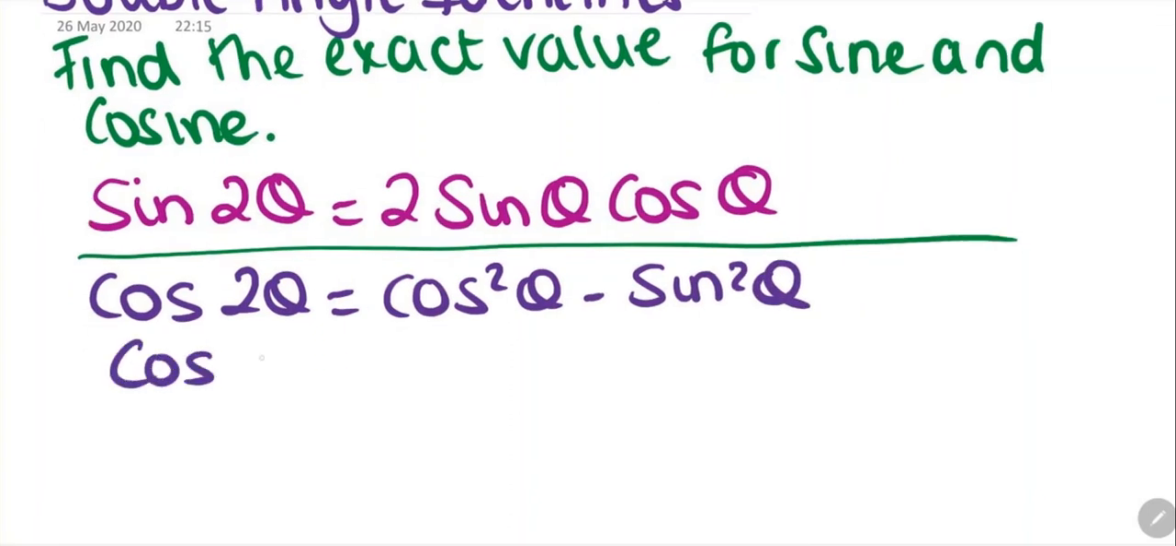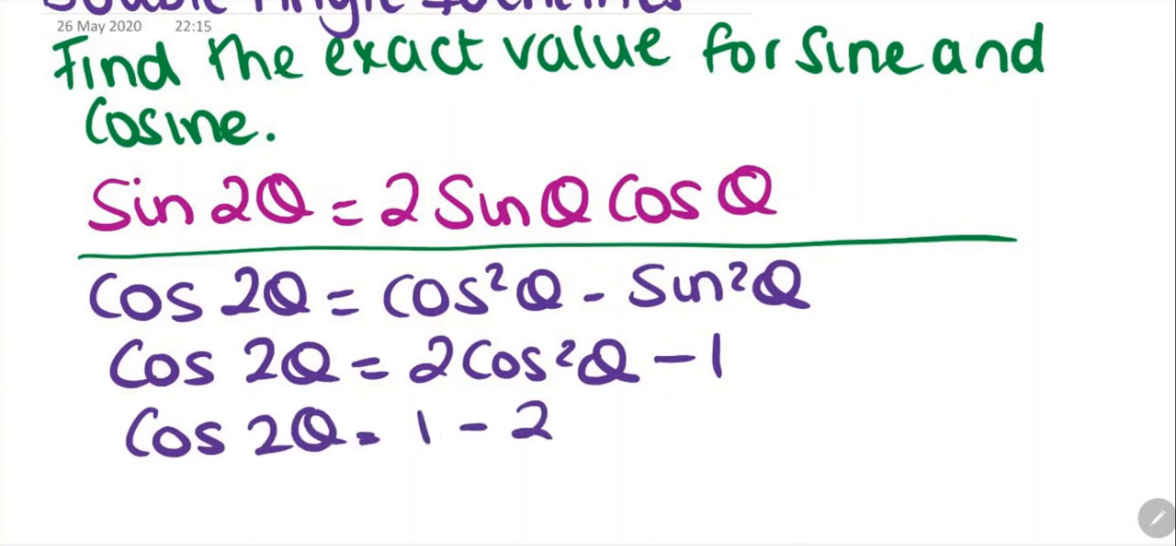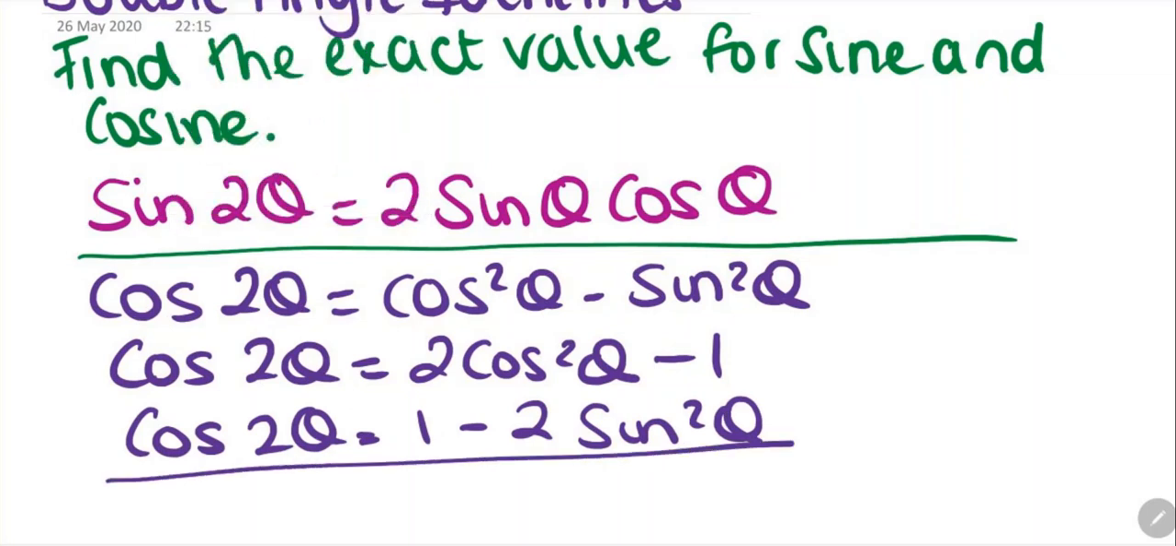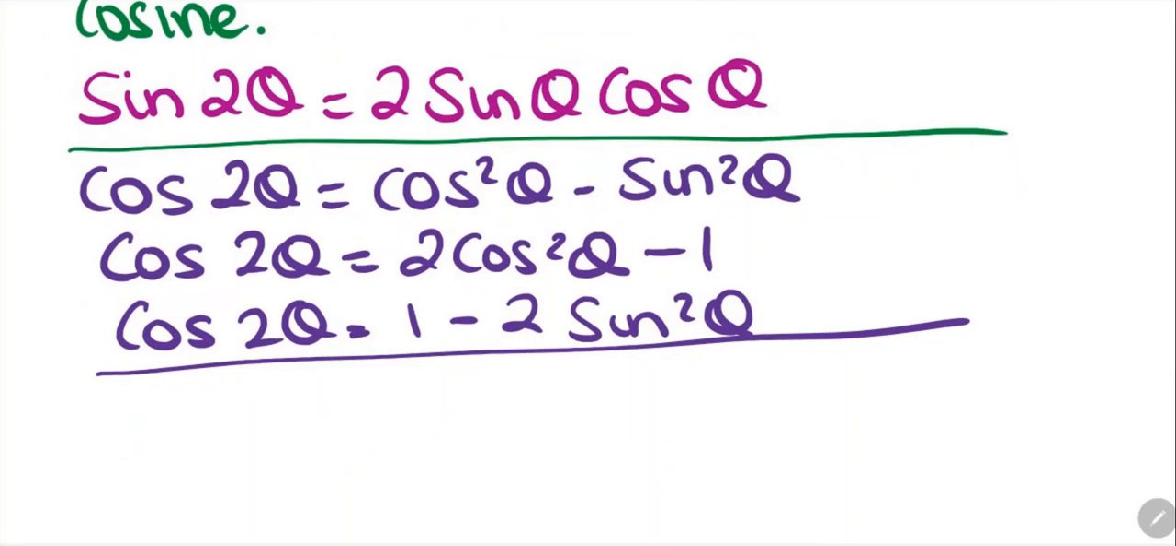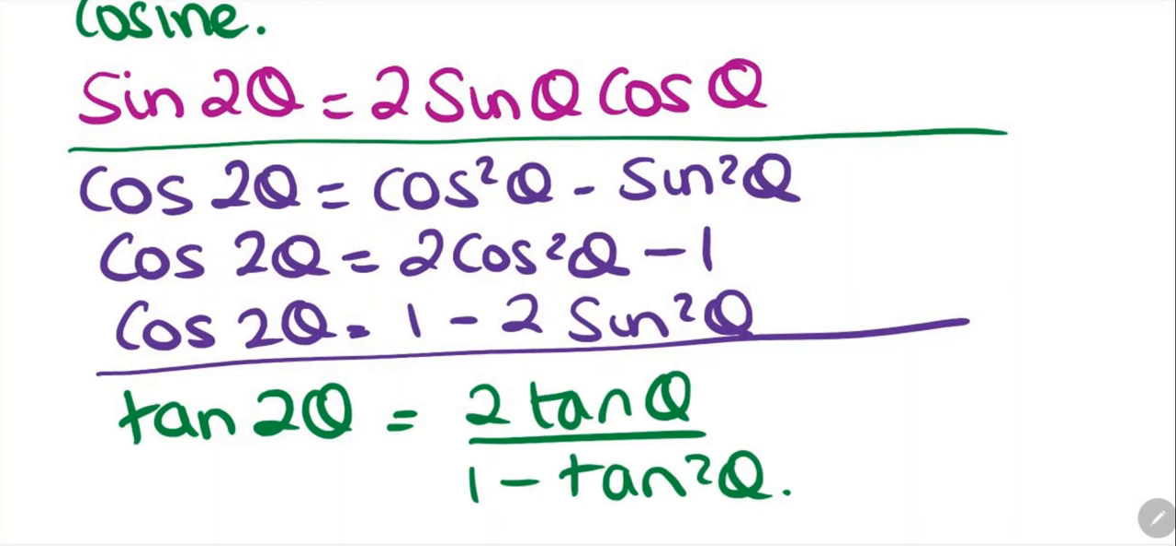Then we have cosine 2 theta is 2 cosine squared theta minus 1. And then we have cosine 2 theta is 1 minus 2 sine squared theta. And tangent, there's only one: tan 2 theta is equal to 2 tan theta divided by 1 minus tan squared theta. So these are the double angle identities.